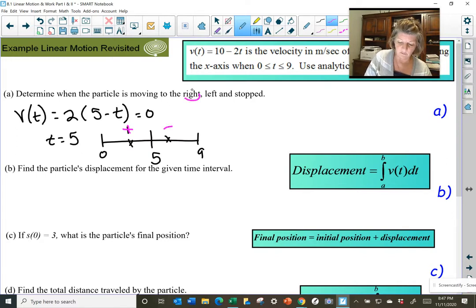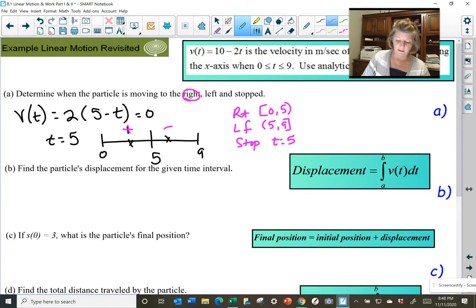So when is it moving to the right? It's moving to the right on the interval 0 to 5. It's moving to the left on the interval 5 to 9. And it is stopped at t equals 5.